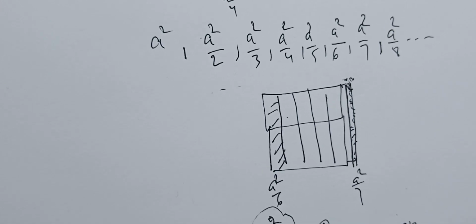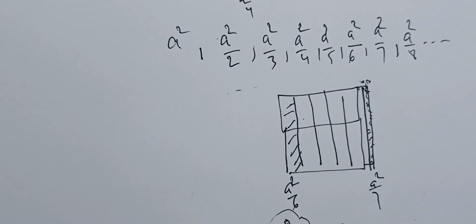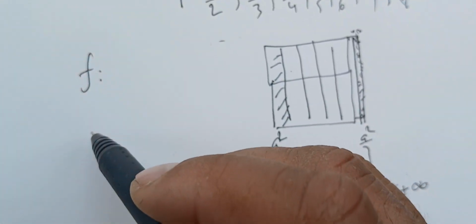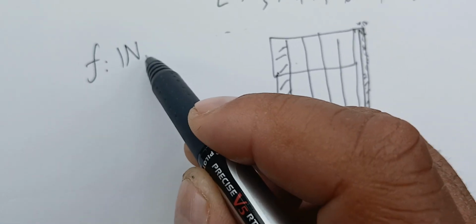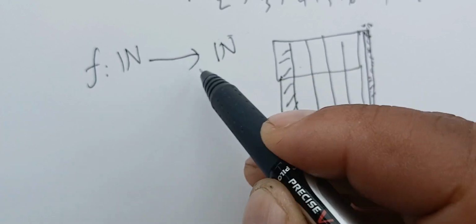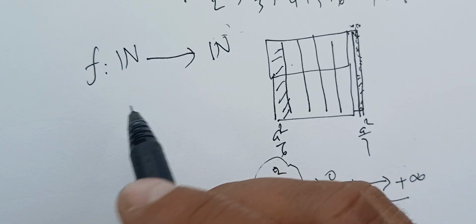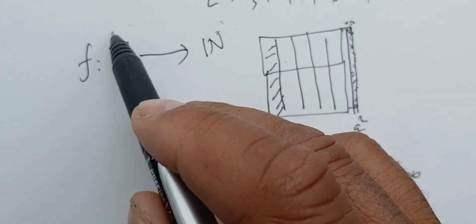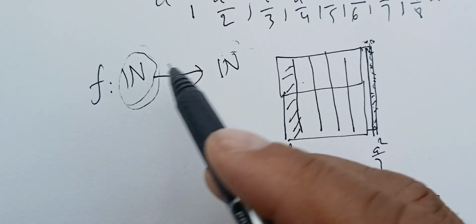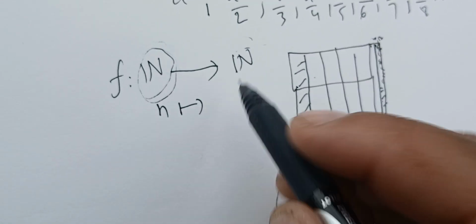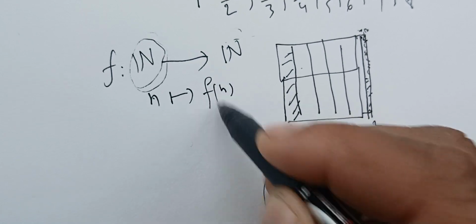So what's a sequence? A sequence is a function that assigns to any n in N, or part of N, the set of natural numbers, a number in N or R in general, such that this set here is the domain. So for instance, let's go back here. So for n, it does associate f of n.